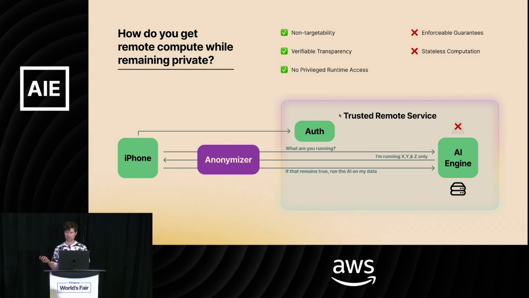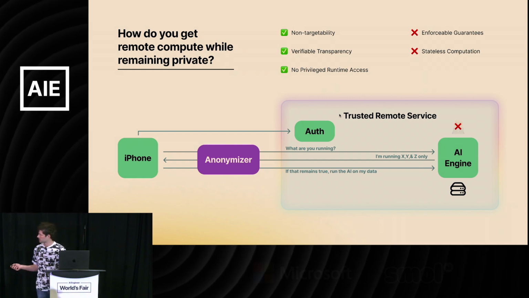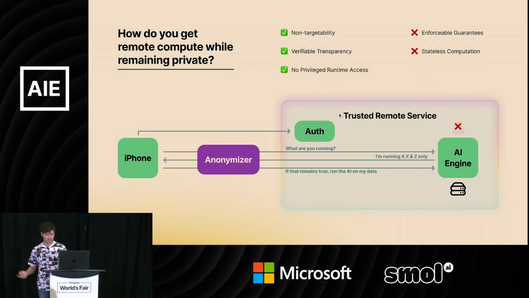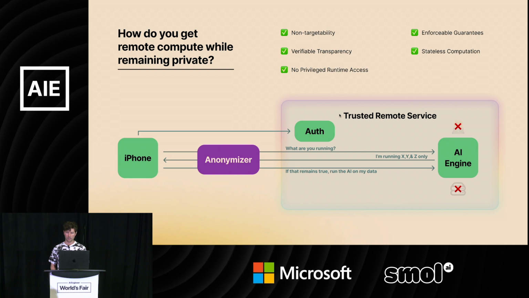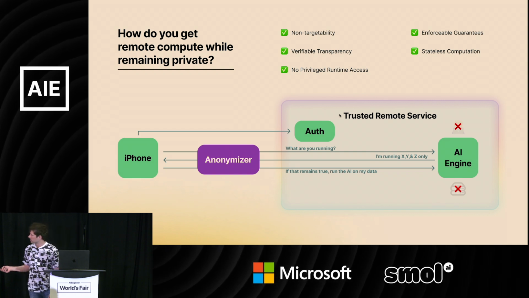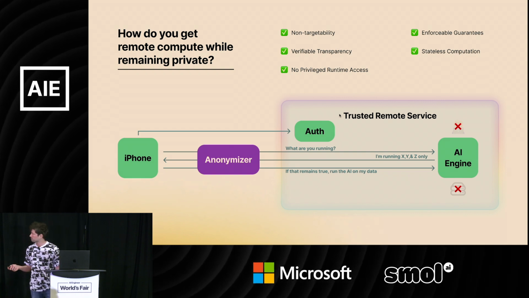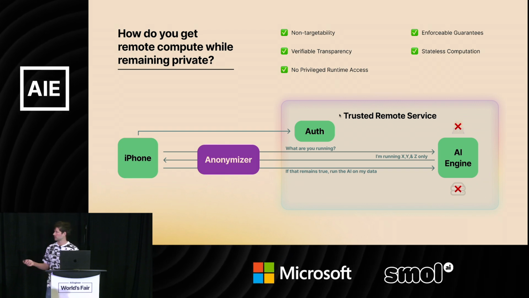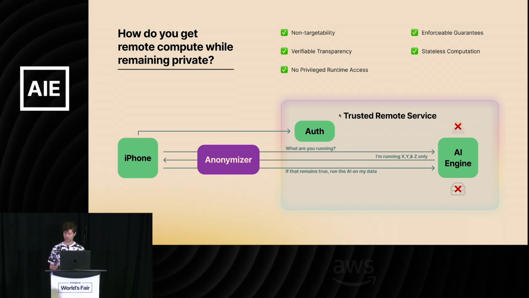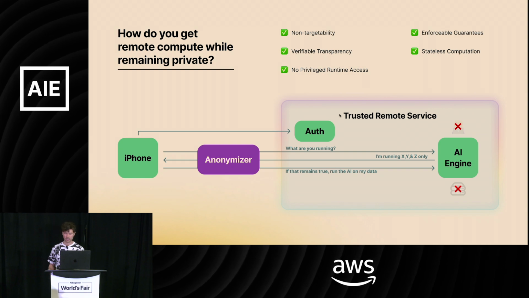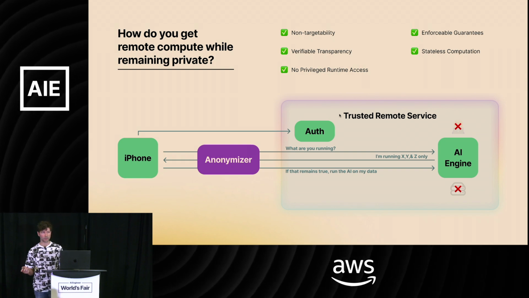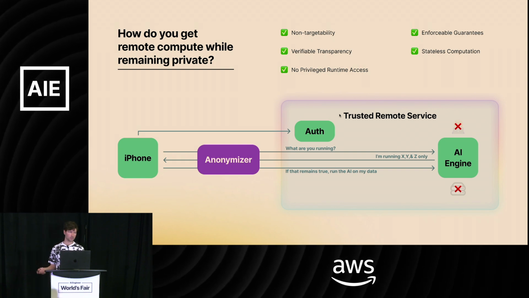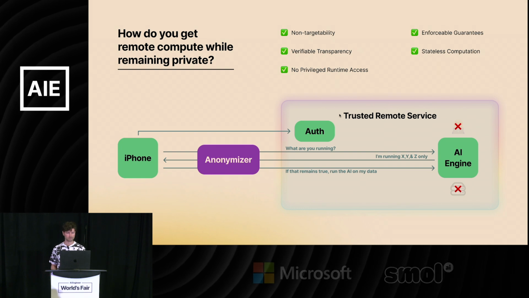The next thing, no privileged runtime access. That was easy. Just get rid of SSHD. Make it so there's no way of accessing those machines. Enforceable guarantees: get rid of the disk. We talked about that. And then stateless computation, again, with no disk, no access, there's nothing to do with the data other than respond to the iPhone. And since the iPhone verified the code that was running on this machine, it knows it's not being logged anywhere before it gives them the data.